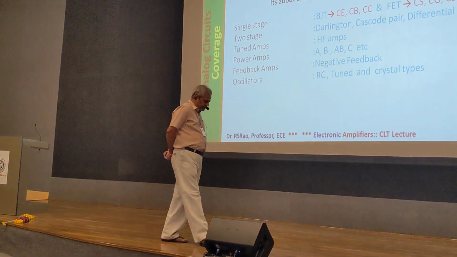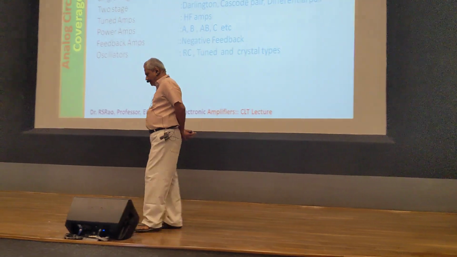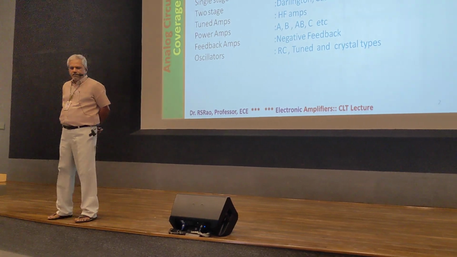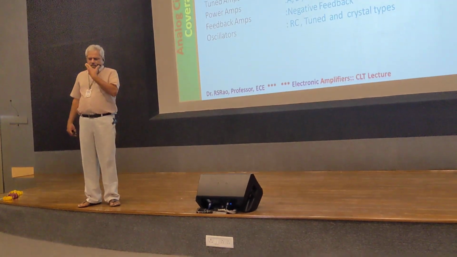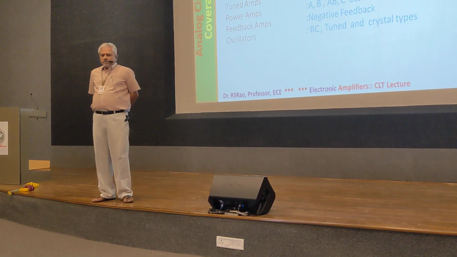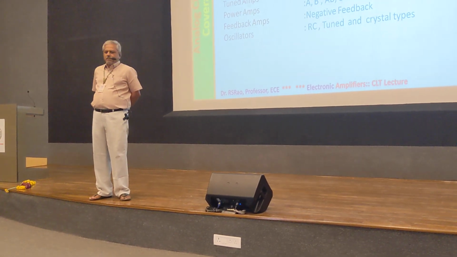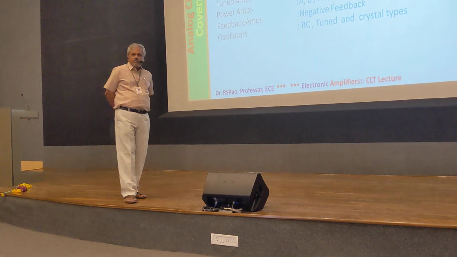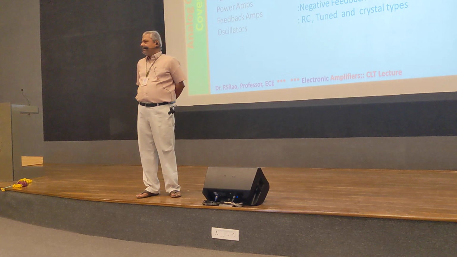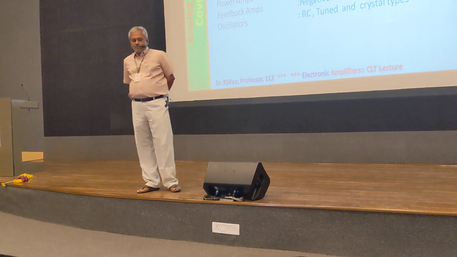Next, the differential pair. The differential pair is also a two-stage amplifier. Here, the two stages are CE, CE in the BJT version. When it comes to the FET version, CS, CS. One basic difference between Darlington, cascode, and the differential pair is that the differential pair accepts two inputs. Darlington accepts only one input. Cascode accepts only one input. Differential takes two inputs.